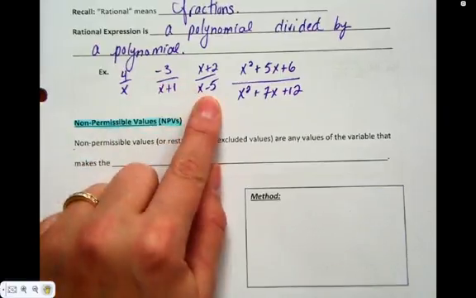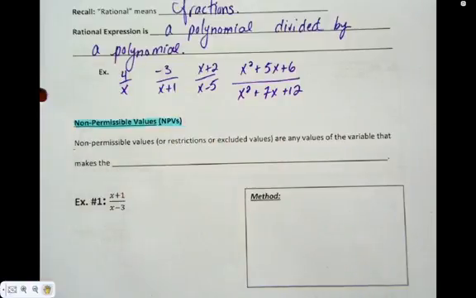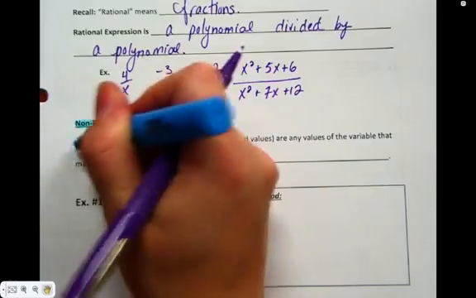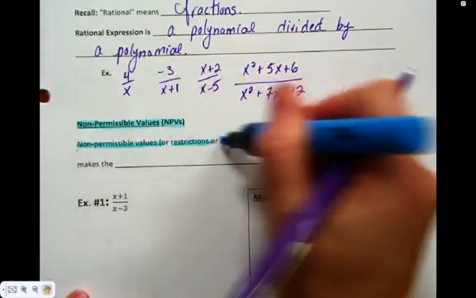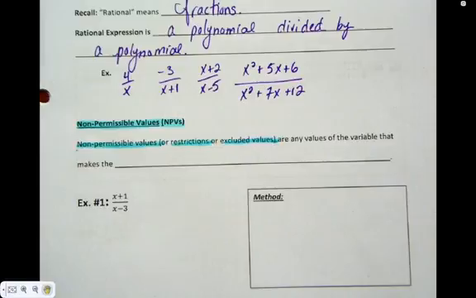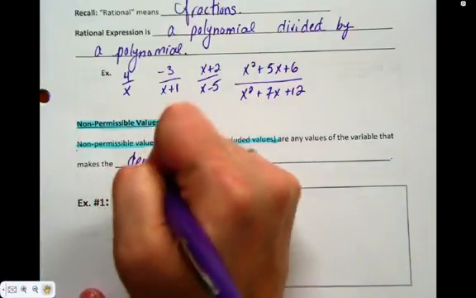What about the third one? What are the NPVs for this one? 5, because if I stick in 5, I get 5 minus 5, which is 0. That's what an NPV is. It's called a non-permissible value, or sometimes it's called a restriction, or sometimes an excluded value. They all mean the exact same thing. Non-permissible value, restriction, excluded value, or any values of the variable that makes the denominator equal to 0.